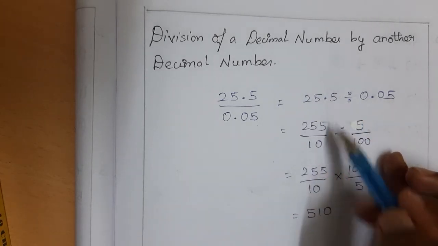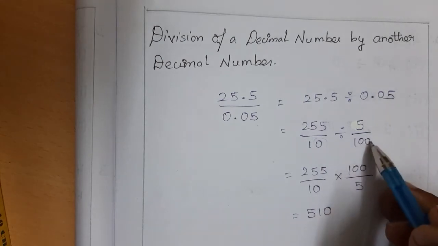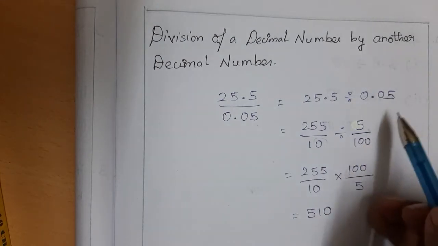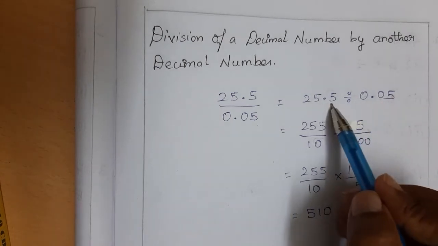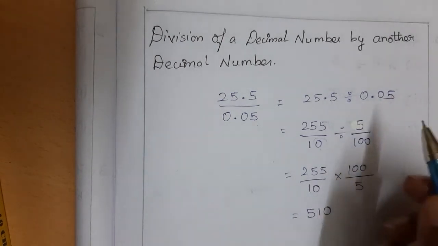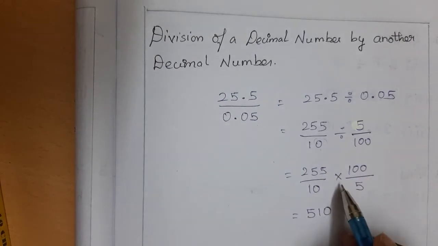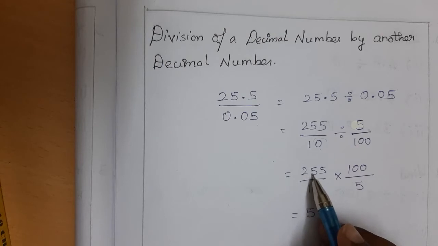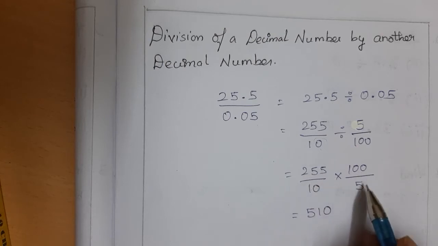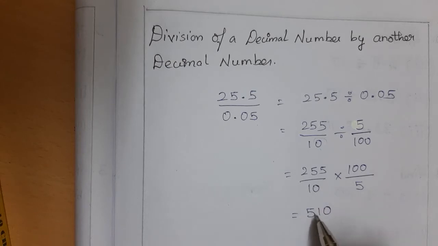It depends on the number of digits. Here there are 2 digits, so it is 2 zeros, 100th. This 5's place value is the 100th. Here the 5's value is a 10th. Right? So now the division can be changed into multiplication with the reciprocal, and you can see 255 by 10 into 100 by 5. Right? And the answer is 510.